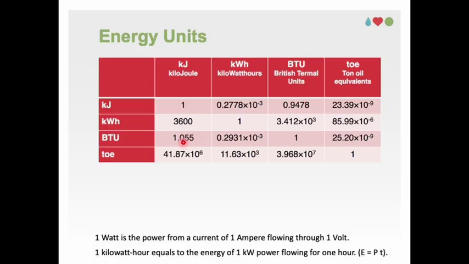For much larger energy quantities, we use the ton of oil equivalent, or TOE. 1 TOE is approximately 41.9 gigajoules, representing approximately the energy contained in 1 ton of crude oil.